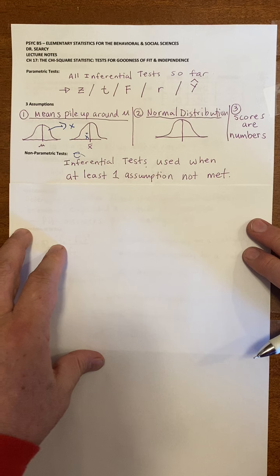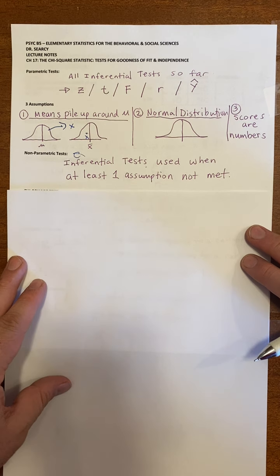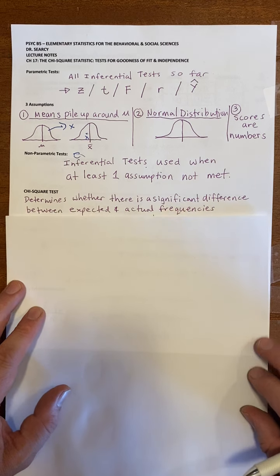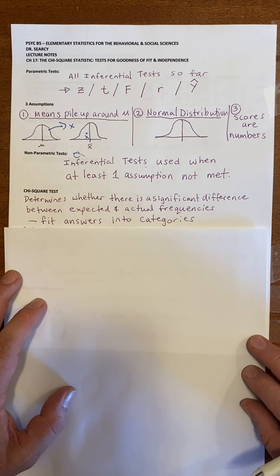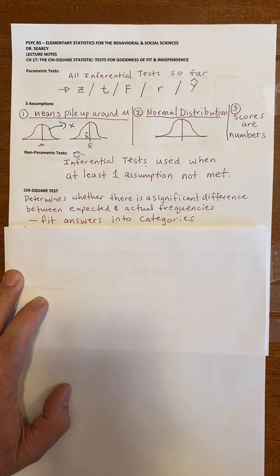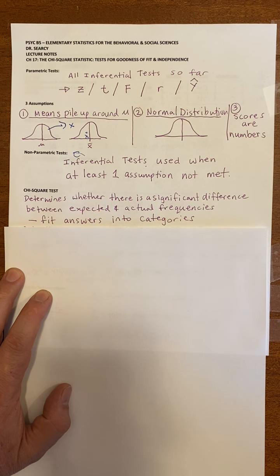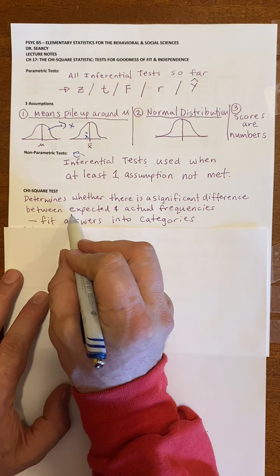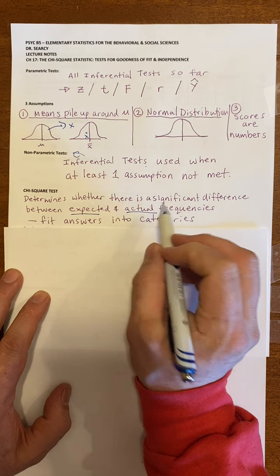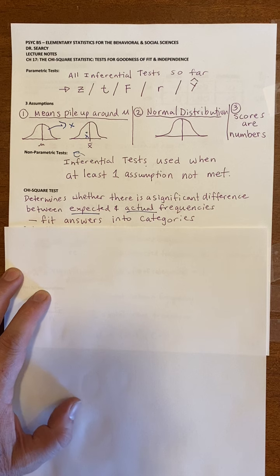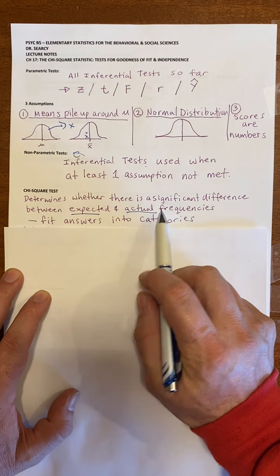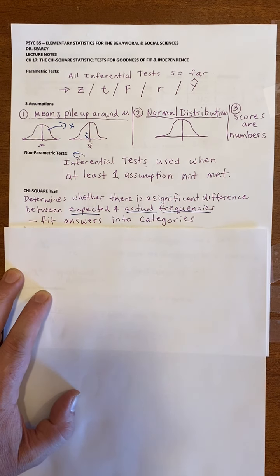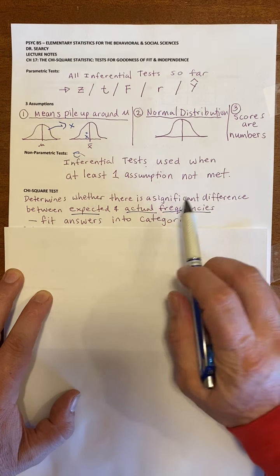One such test is the chi-square test. We can define this test as doing this. It determines whether there is a significant difference between expected and actual frequencies, right? So we should define what we mean by expected and actual frequencies. Actual frequencies, remember, frequencies was another term we used earlier in the semester. It's basically how much of something is occurring.